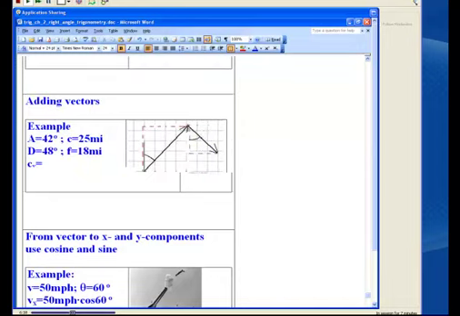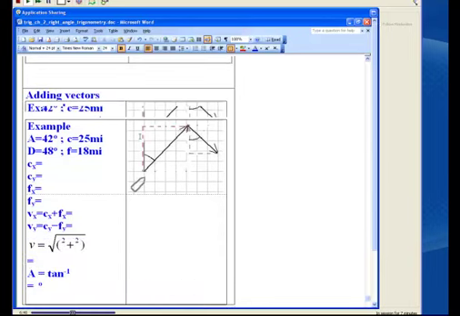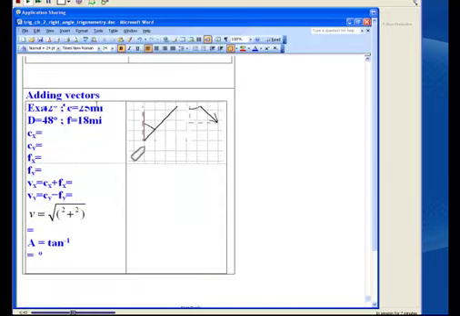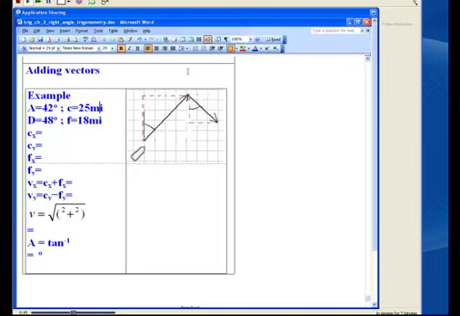Okay, one more example. Here we add vectors. We actually had this kind of problem in the previous section, where the boat is traveling at an angle of 42 degrees from the vertical for 25 miles, and then it turns 90 degrees. So there's actually a right angle right here. But to the vertical, this one becomes an angle of 48 degrees, and it travels for 18 miles. And we're supposed to figure out how long this total vector is and at what angle.